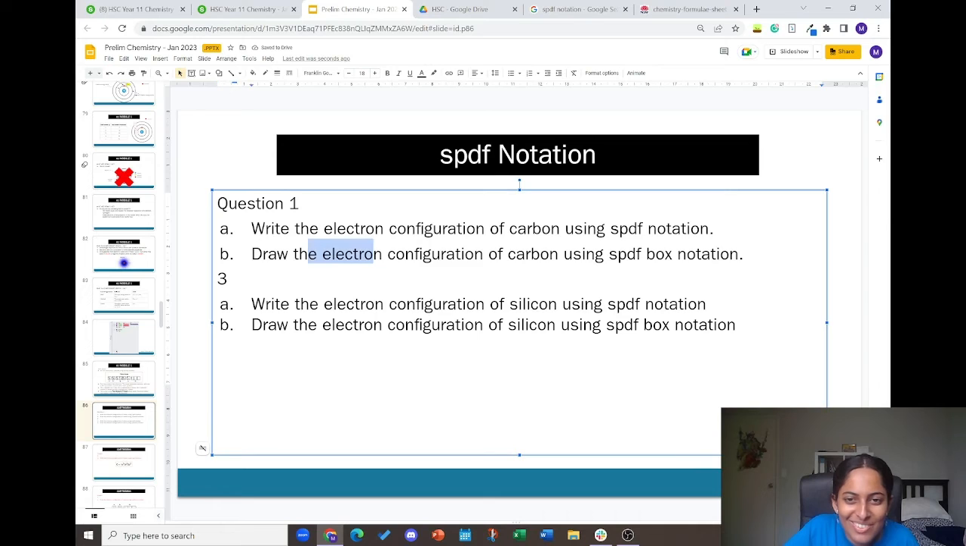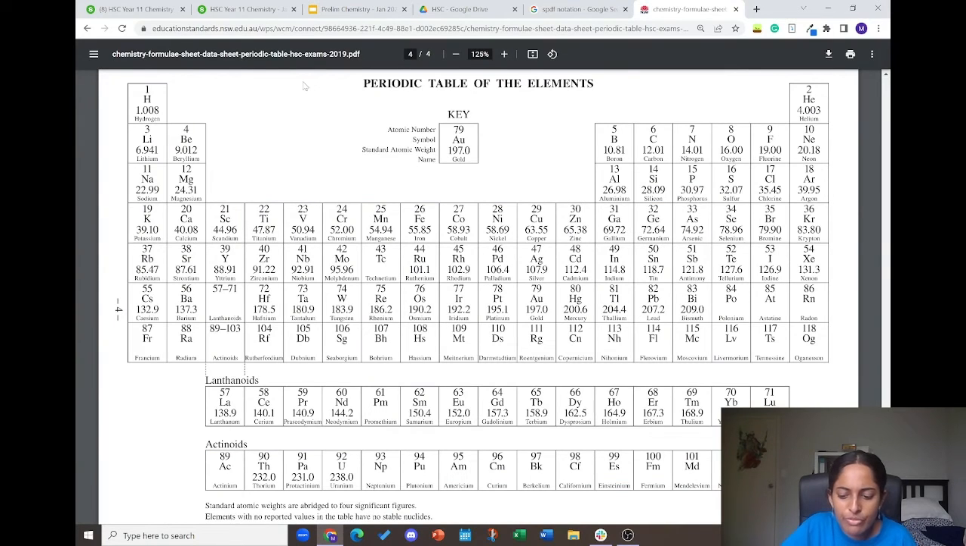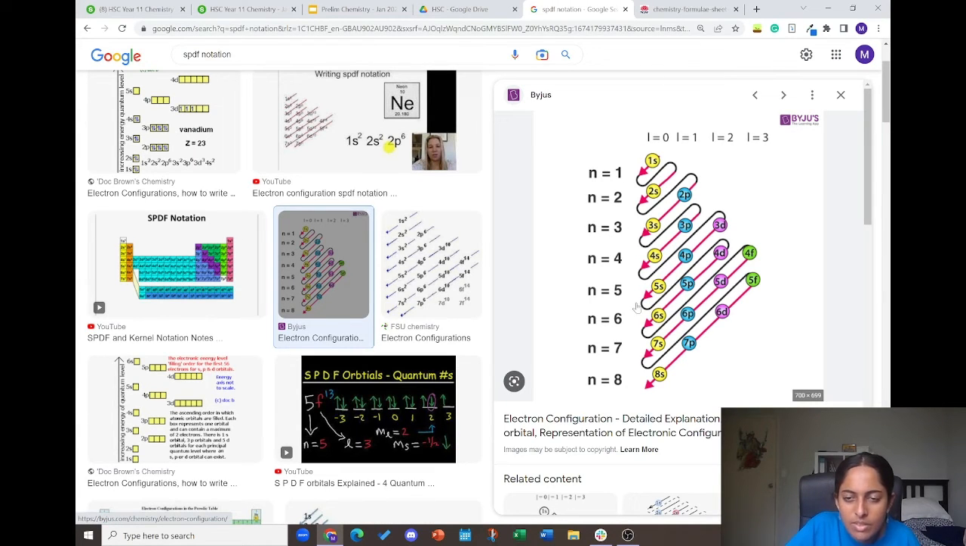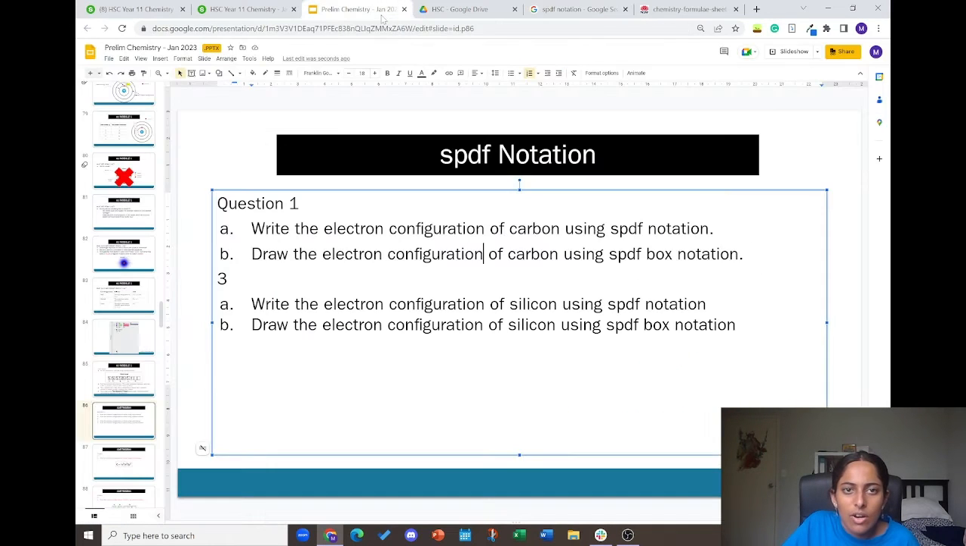All right, I can't exactly draw electron configuration. I mean, I can try, but let's start off with carbon over here. It's asking to write the electron configuration of carbon using SPDF notation. If we look at our periodic table, we first locate where carbon is. Carbon is number 6 over here, so we know that we have 6 electrons, and we need to use the subshells to write down the SPDF notation. When writing down SPDF notation, we always start off with the lowest energy level. Remember, electrons like to be stable, they don't like being in high energy levels, so you always go with the lowest one first.